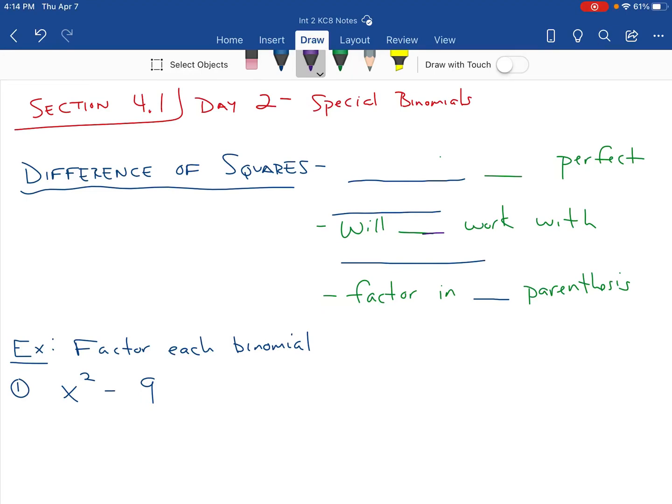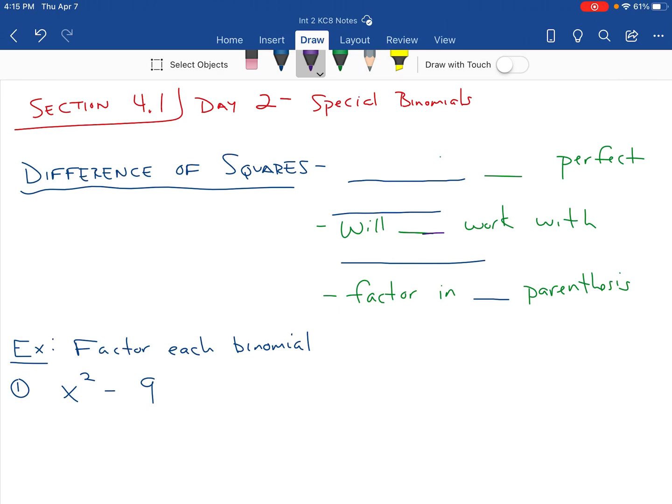Hi everyone, this is section 4.1 day 2 on special binomials. Yesterday, and this is for Integrated 2 KC8, we did factoring binomials. Today we're going to have special binomials, okay? More specifically, it's called the difference of squares. I did mention this earlier in the unit, and we're coming back to it today.